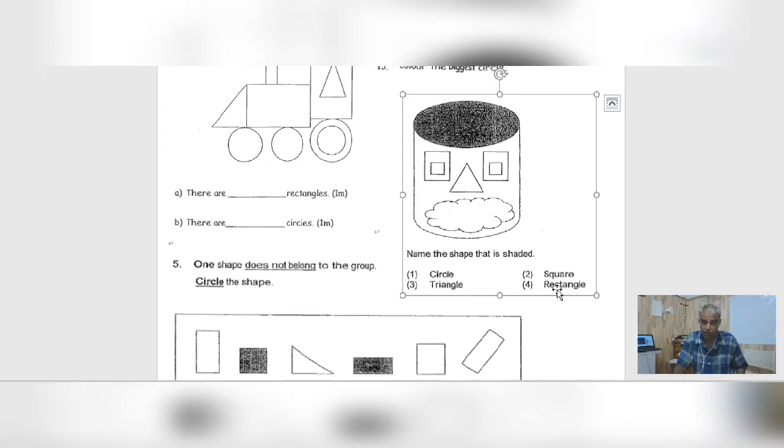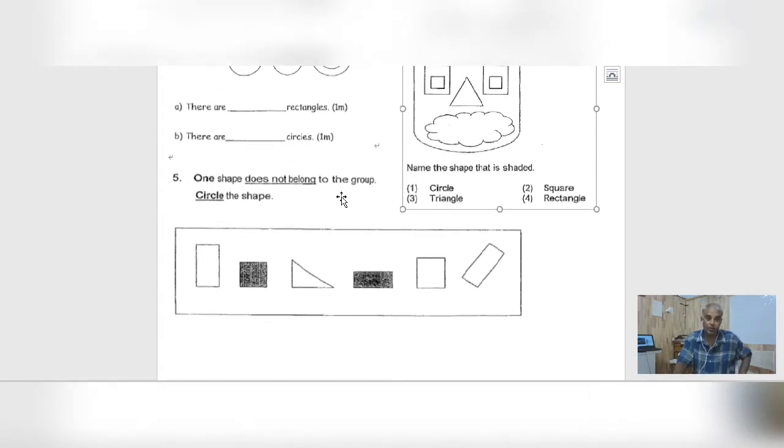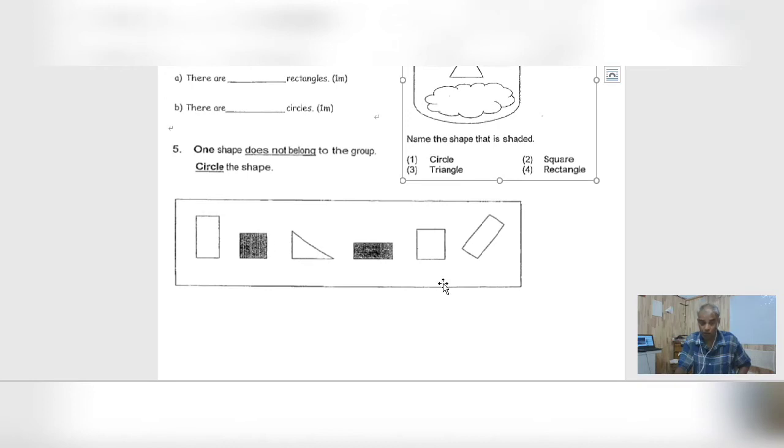Circle, triangle, square and rectangle. Children have not been introduced, let's say, to the oval shape. So you have to mark according to this. So this is a circle, so that you have to do. Now it says one shape does not belong to the group, circle the shape. So which shape does not belong to this group? Now you have to see the figure minutely, and then you will find out that all the figures have 4 sides except this triangle. So triangle does not belong to this because triangle has three sides, right? So this is the odd one out, right?